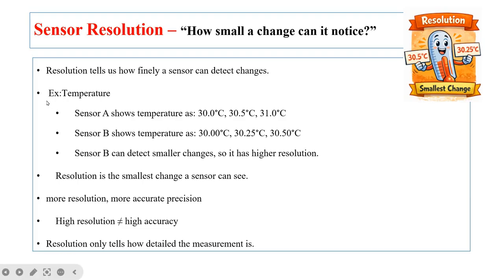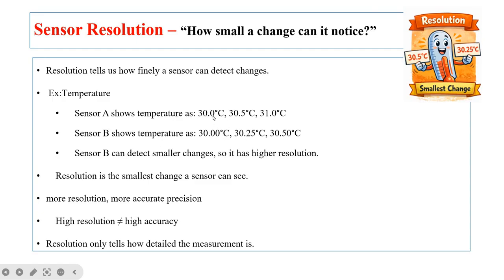One example is the temperature sensor, where you have two sensors, sensor A and sensor B. Sensor A will show the temperature as 30 degrees Celsius, 30.5 degrees Celsius, and 31.0 degrees Celsius. Whereas sensor B shows the temperature as 30, 30.25, 30.50. So sensor B can detect smaller changes, so it has higher resolution. Why? Because it is detecting the smaller changes.